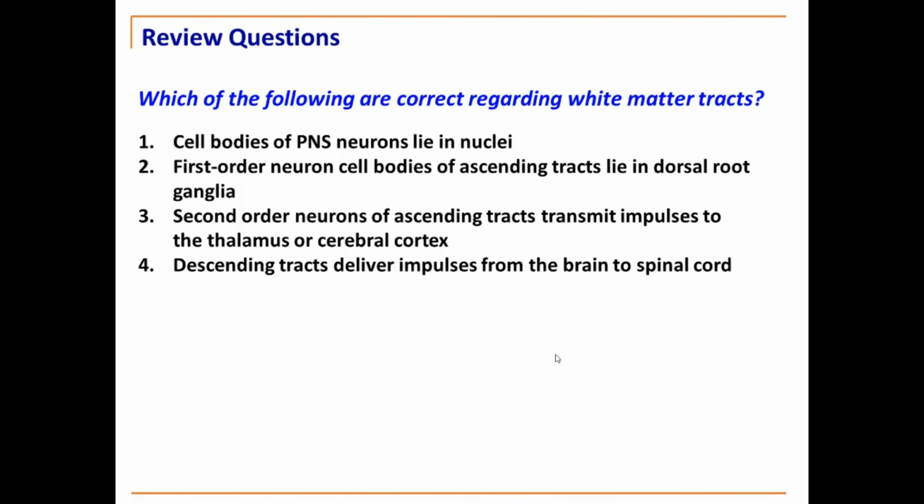First-order neuron cell bodies of ascending tracts lie in the dorsal root ganglion. That is correct. Second-order neurons of ascending tracts transmit impulses to the thalamus or to the cerebral cortex. That's incorrect. They either transmit to the thalamus or to the cerebellum. It's the third-order neuron that takes it from the thalamus to the cerebral cortex. Descending tracts deliver impulses from the brain to the spinal cord. It's obviously correct.